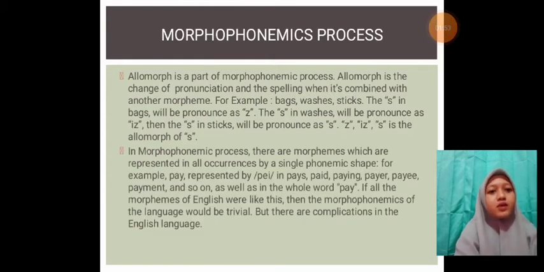In the morphophonemic process, there are morphemes which are represented in all occurrences by a single phonemic shape. For example, pay is represented by pay in pays, paid, paying, payer, payment, and so on, as well as in the whole word pay. If all the morphemes of English were like this, then the morphophonemics of the language would be trivial, but there are complications in the English language.